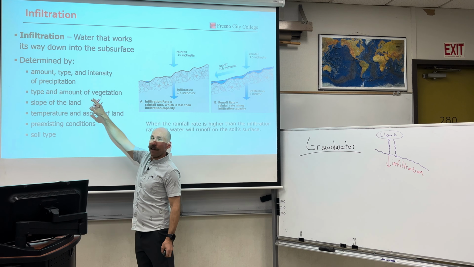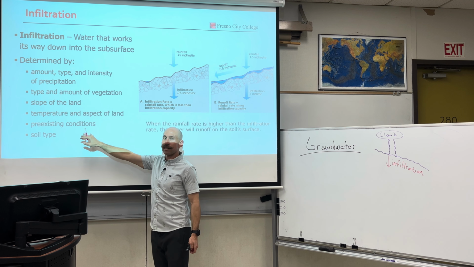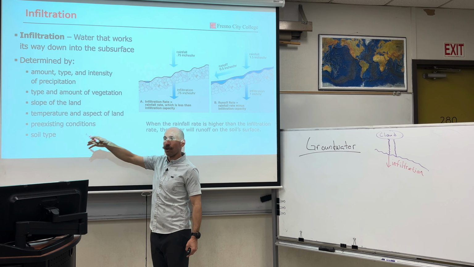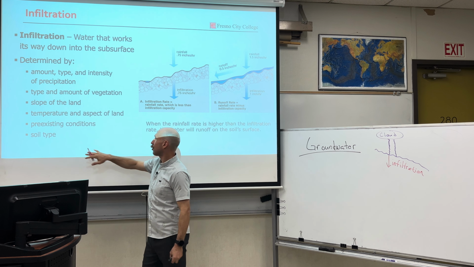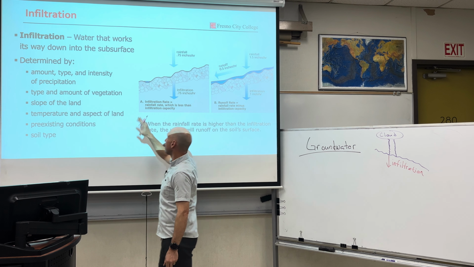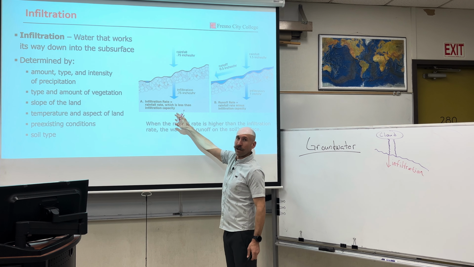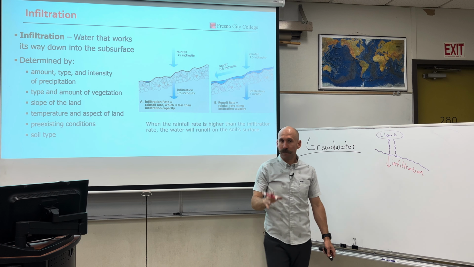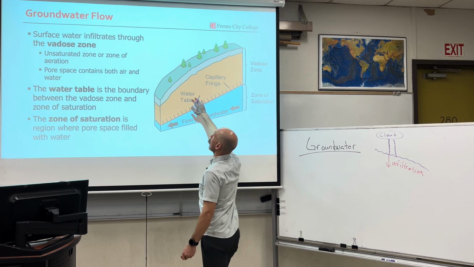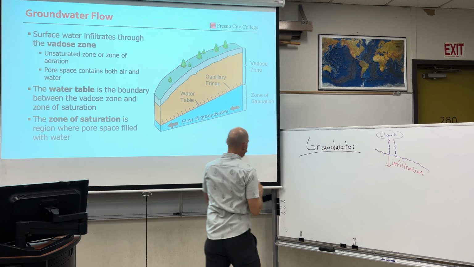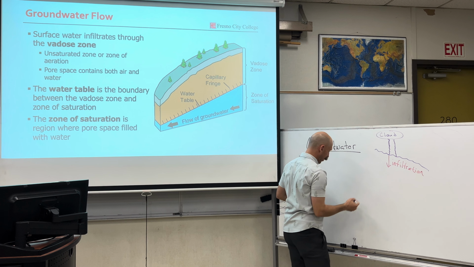Vegetation can affect infiltration, as can gradient or slope, aspect, and pre-existing antecedent moisture conditions. So a storm after a storm will infiltrate less. Getting a little bit into the hydrology here, soil type, lots of factors determine how fast and how much water makes its way into the subsurface. But once it does infiltrate, then we've got areas underneath the Earth's surface.